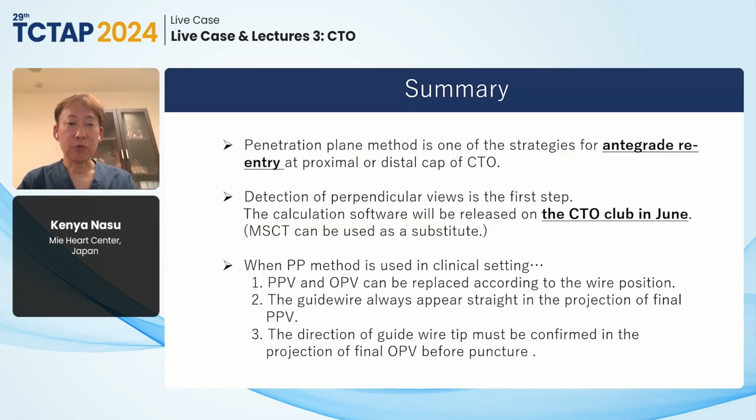When the penetration plane method is used in a clinical setting, number one, PPV and OPV can be replaced according to the wire position. Number two, the guide wire always appears straight in the projection of the final penetration plane view.